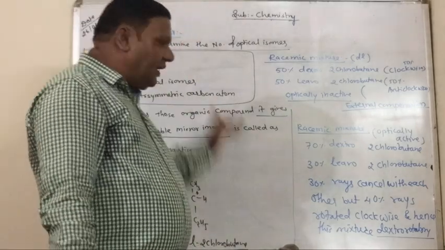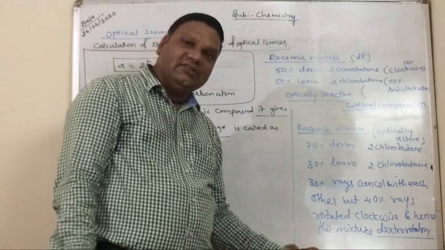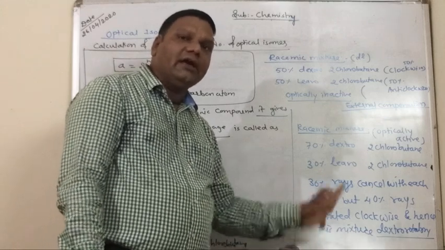So you have to write the NCERT exercise of this chapter. Which chapter? Haloalkanes and haloarenes.